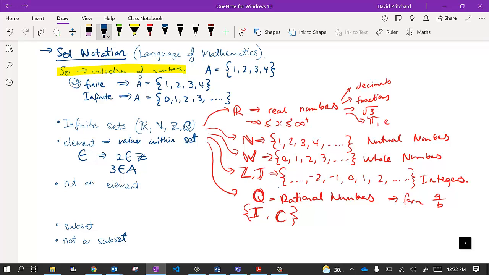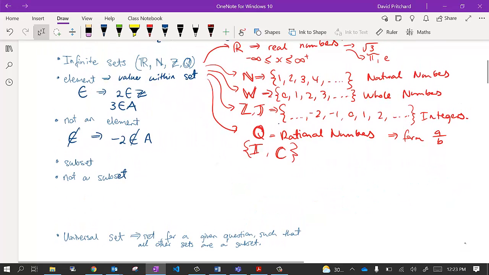Now, if we had to say not an element, it's very similar. We write our element sign and we put a cross through it. If I wanted to say that -2 is not an element of the set A, then I could say that. So just a mathematical statement language here: -2 is not an element of A.